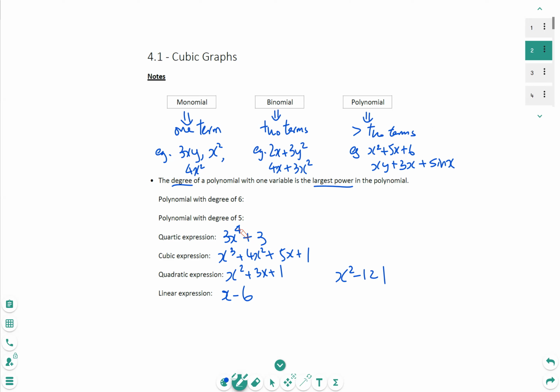So for a quartic, as long as the biggest power of the polynomial is 4, even if it is a binomial, we call it a quartic expression. A polynomial with degree 5 you can make up: x to the power 5 minus 3x squared minus 6. Degree 6: 2x to the power 6 plus x cubed plus x minus 5. Remember, there's just one variable here, so we don't mix it with x and y. It's just a single variable, x. Hopefully that's fairly straightforward. The degree basically means the biggest power.